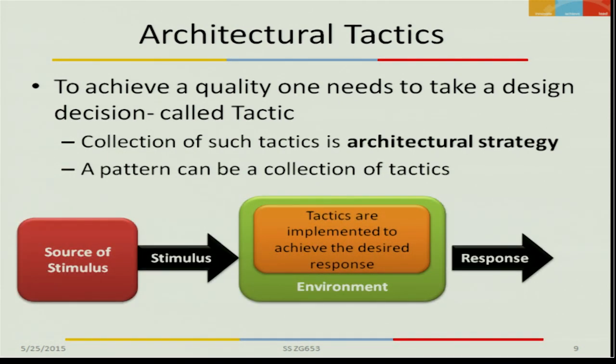So when the stimulus comes and it is received by the system, tactics are implemented in the system to achieve the desired response. In the requirement it is stated what the response of the system should be and how it can be measured. Now, using these two inputs, the response and the measure, you need to come up with the tactics which will be implemented in the system, so that the desired response is achieved and the desired metric or measurable outcome can be checked.